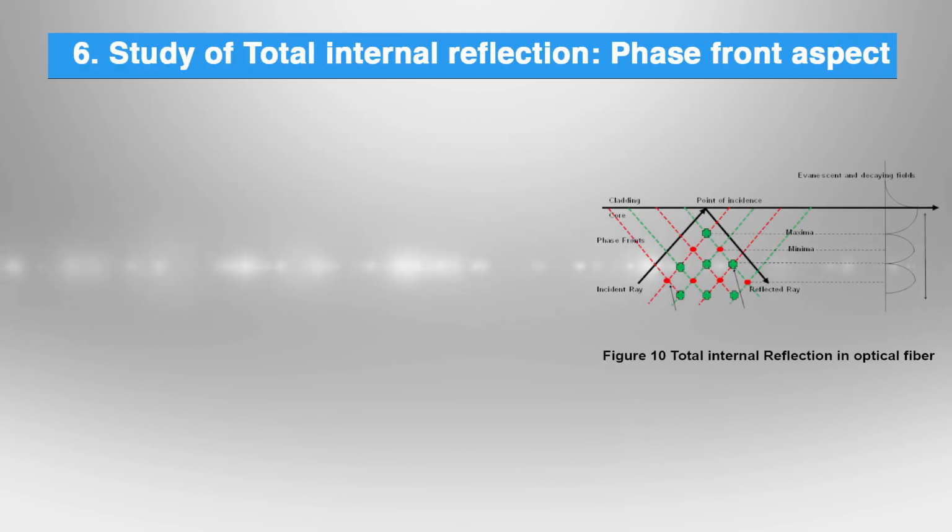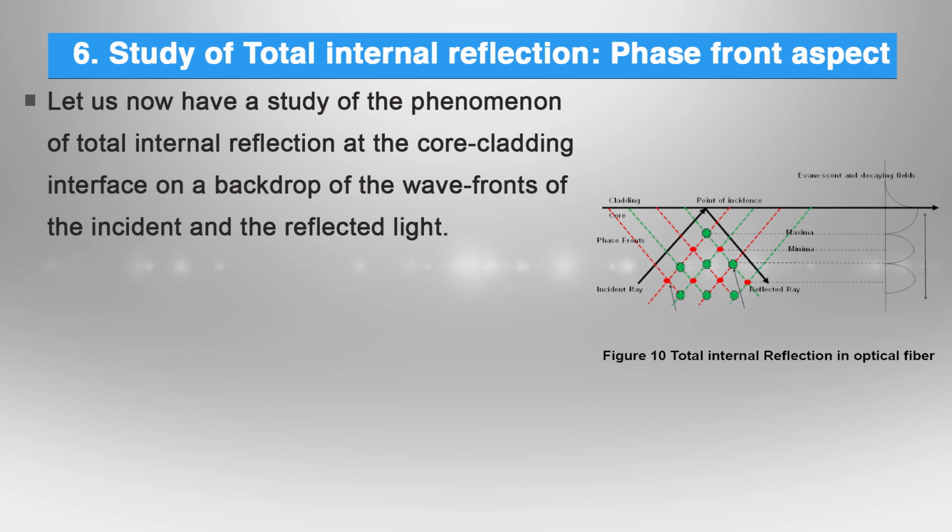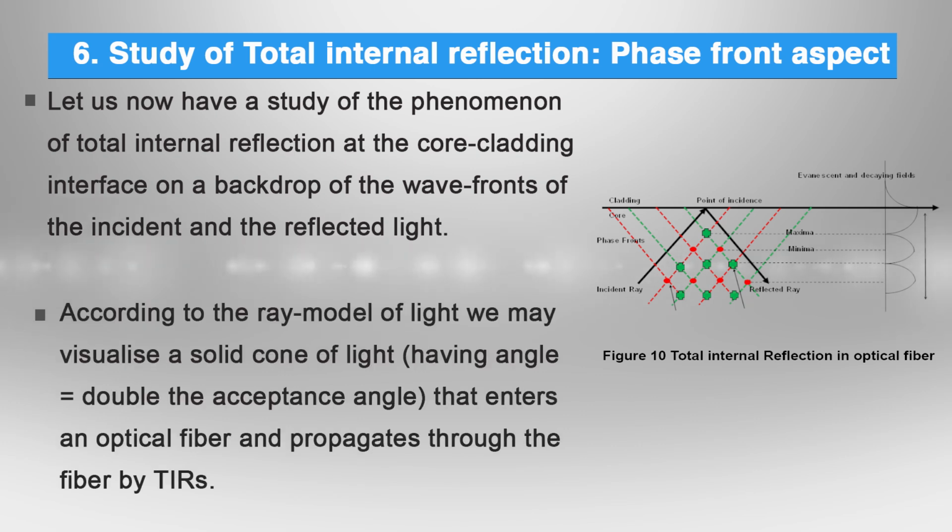Study of total internal reflection, phase front aspect. Let us now study the phenomenon of total internal reflection at the core cladding interface against a backdrop of the wave fronts of the incident and the reflected light. Planes of the light wave are also called phase fronts. They are perpendicular to the direction of propagation of the wave at every point. Any light ray launched within the acceptance cone will propagate along the fiber core by virtue of multiple total internal reflections at the core cladding interface.